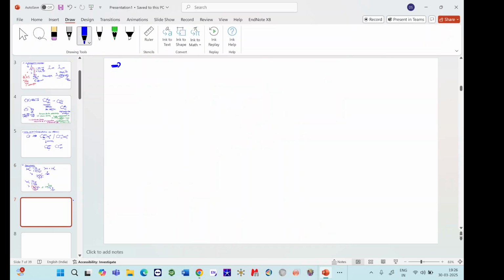Then a pretty basic thing, which is catalytic hydrogenation. This we all have studied.